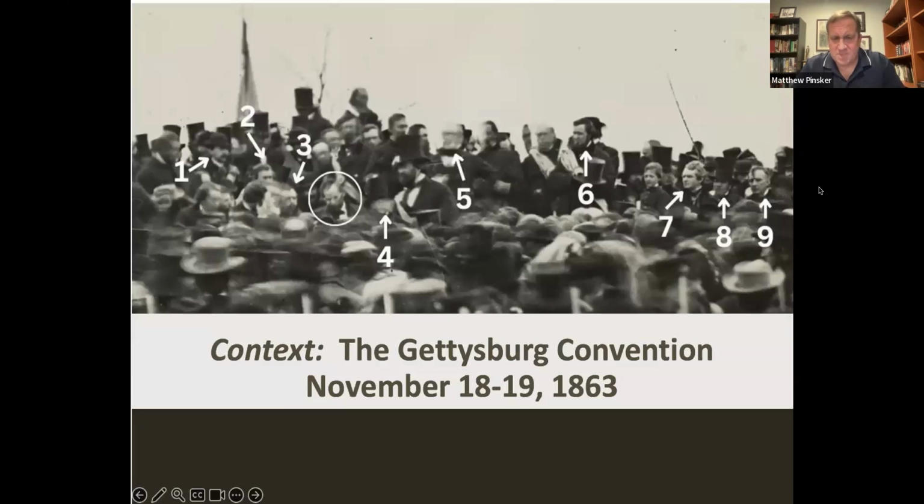And so when Lincoln comes to Gettysburg, Pennsylvania in November 1863, he arrives on the 18th and delivers his address on the 19th and then leaves that day. He is trying to reach a broad-based Northern audience with a message that will unify his Union Party and position him to run for re-election as president.